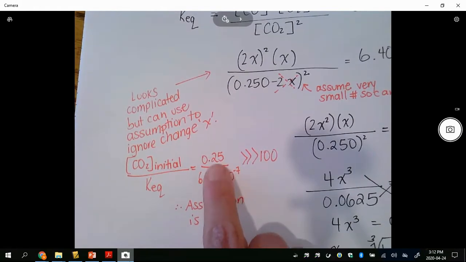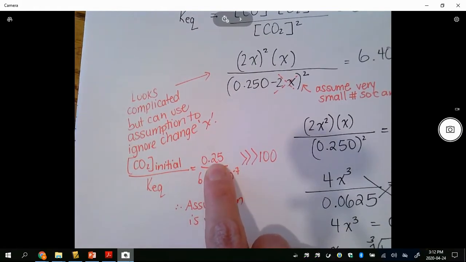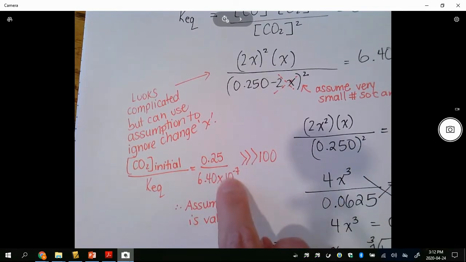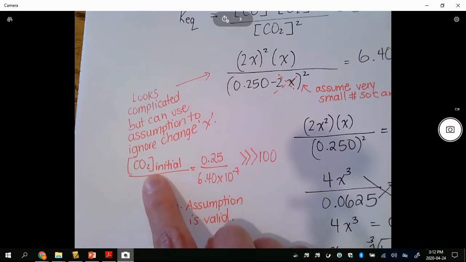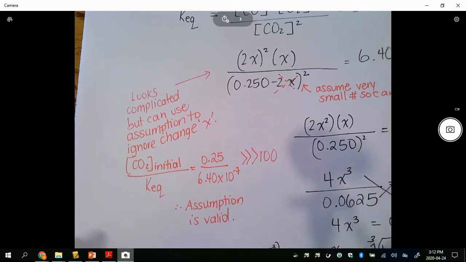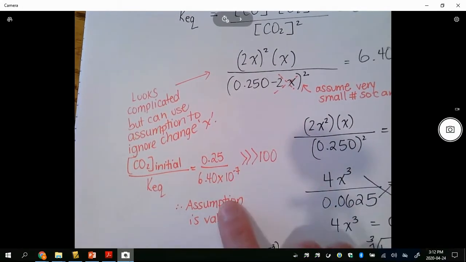So notice the initial concentration of CO2 is way bigger than the KEQ value. When you divide it, you get a number way bigger than 100. So because of that, we're assuming that very little of the amount of CO2 given is going to turn into the products. So that's why you can ignore this change, okay? Because it's greater than 100, yes, we are going to ignore the x. So the assumption is valid.